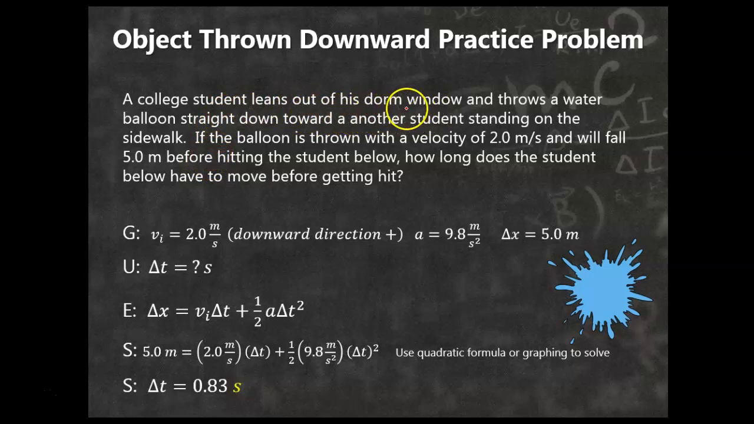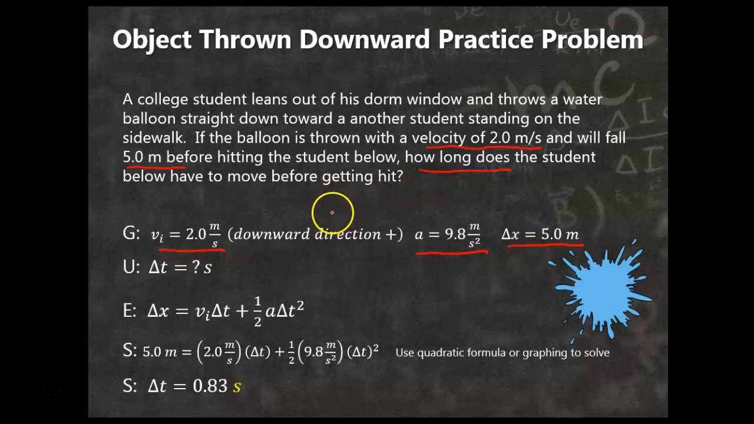A college student reaches out his window and throws a water balloon straight down toward another student standing on the sidewalk. The balloon was thrown downward at 2 meters per second, so our initial velocity is 2 meters per second. It's going to fall a distance of 5 meters before hitting the student. So that's our distance. Acceleration isn't explicitly stated, but we know it is 9.8 meters per second squared in the downward direction. And the question is how long, which is time, before the student ends up getting hit?